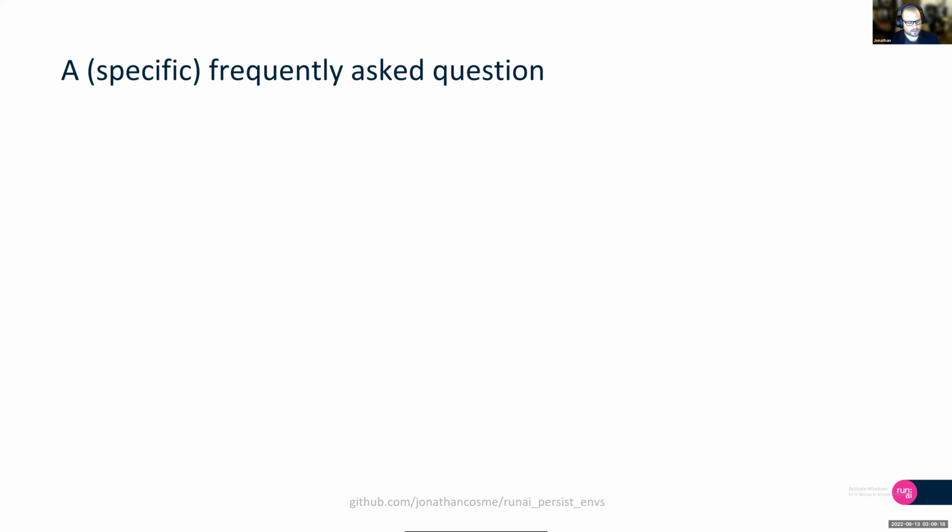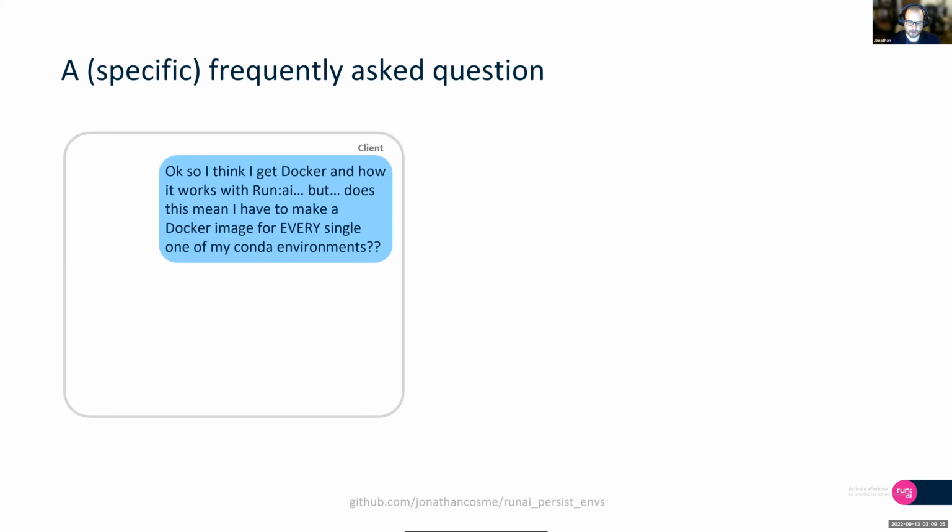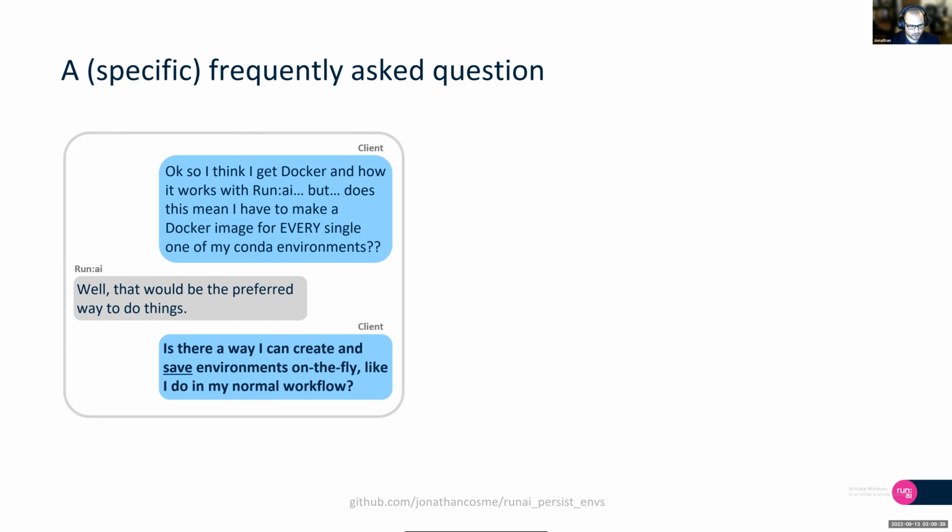So we had this specific question that we get from clients a lot, and it goes something like this. Clients will say, okay, I think I understand Docker and Docker images, but does this mean that I have to create a Docker image for every single one of my environments? And of course, we respond, well, that's the preferred thing to do. But of course, the follow-up question is, is there a way I can create and save environments on the fly like I do in my normal workflow? And of course, the answer to that is yes. And so that's what we'll be showing you how to do today.